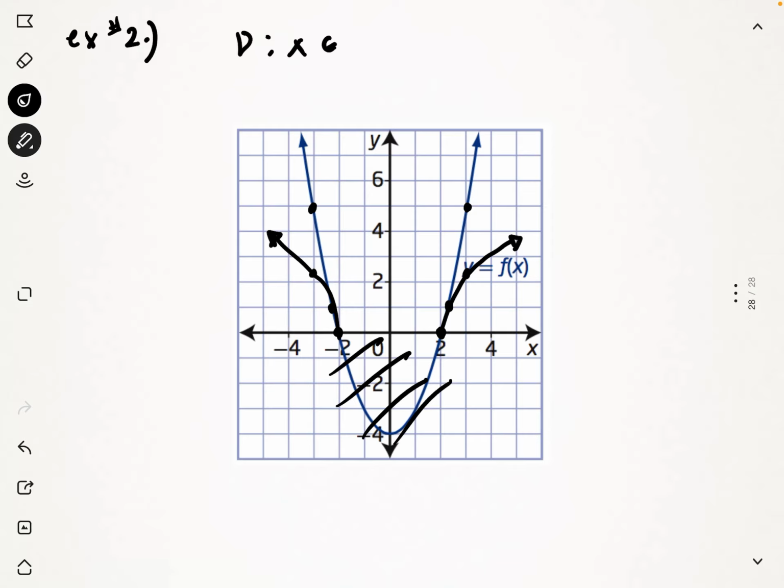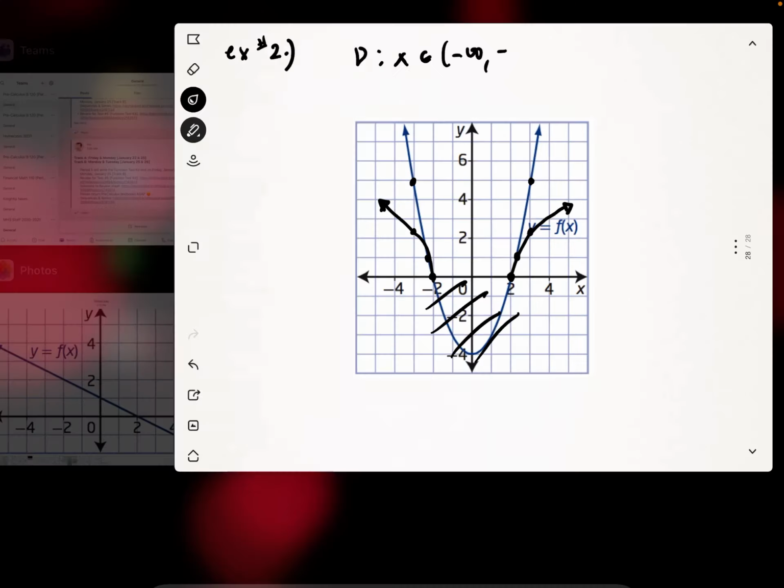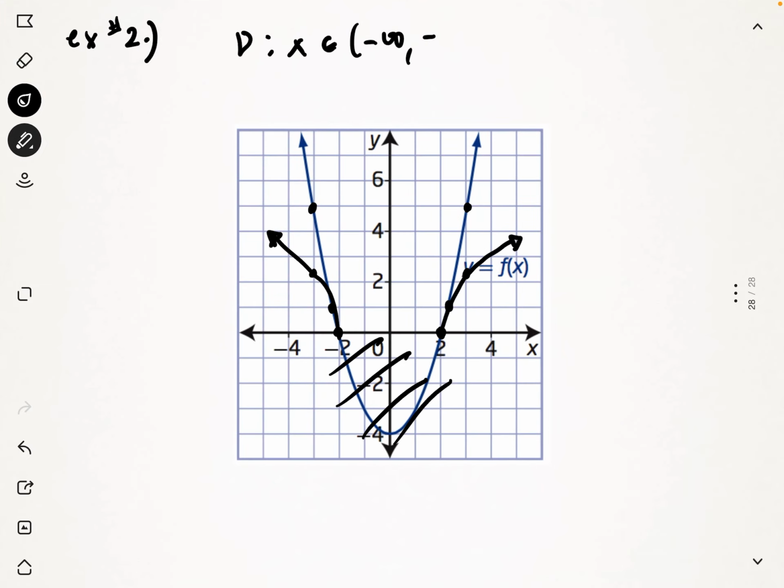If your graph is in 2 separate sections, then you need 2 separate domains. So the first section on the very left goes from negative infinity to negative 2. And then there's another one on the very right that has a left bound of 2 and a right bound of infinity. And when you have more than one domain, what you do is you separate them with a U. The U is a mathematical symbol which means union, which means and. So the domain is this and this right here.